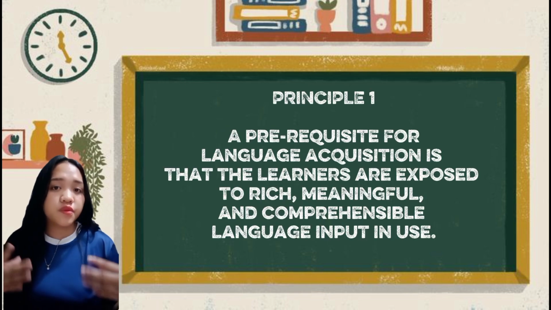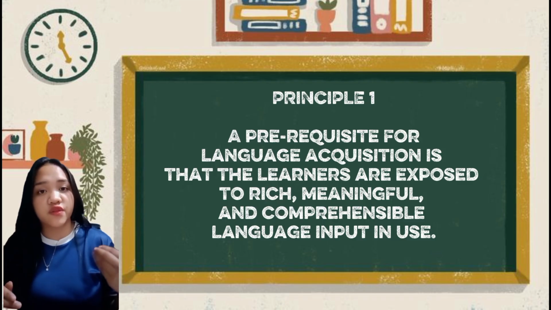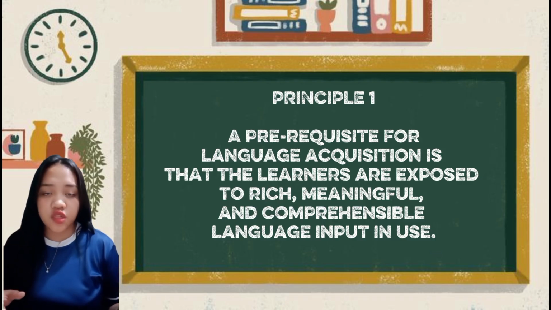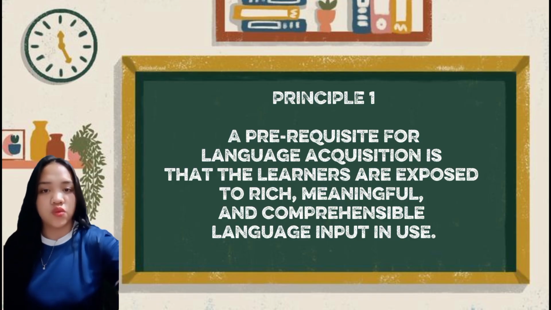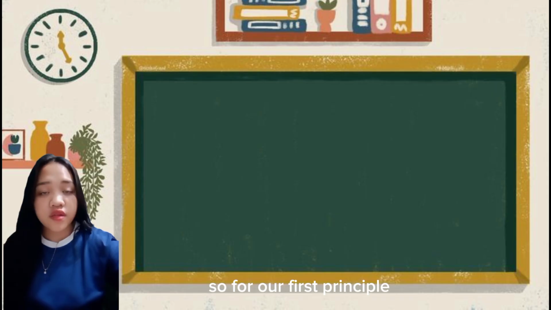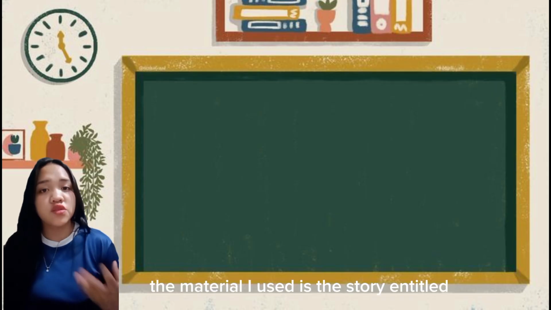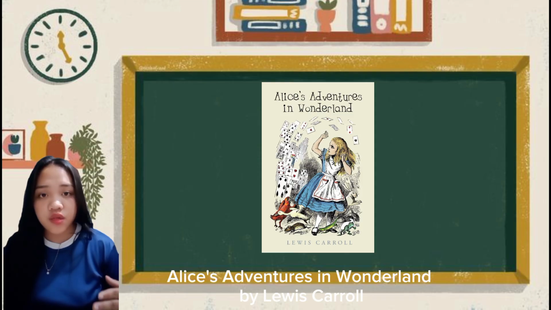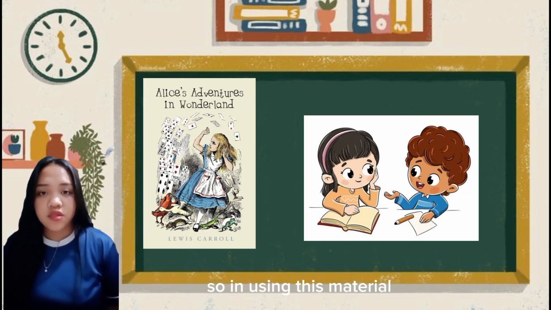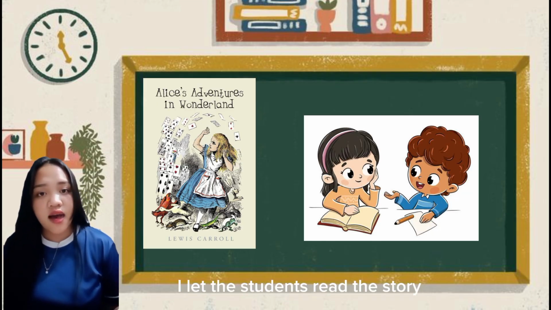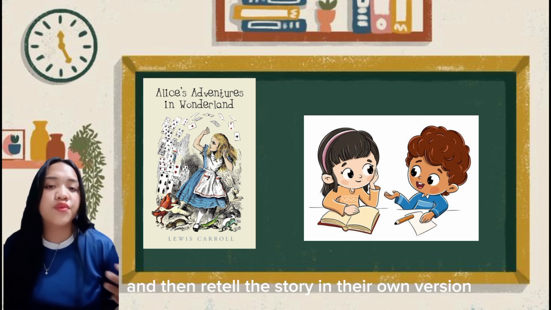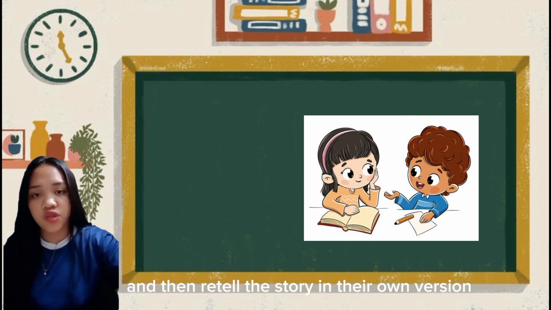So, for Principle 1, a prerequisite for language acquisition is that the learners are exposed to rich, meaningful, and comprehensible language input in use. For our first principle, the material I used is the story entitled Alice's Adventures in Wonderland by Lewis Carroll. In using this material, I let the students read the story, summarize it, and then retell the story in their own version.